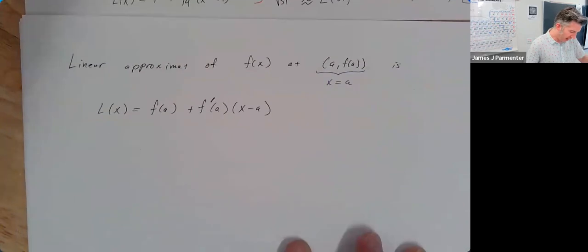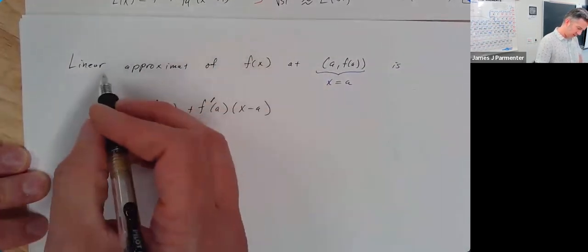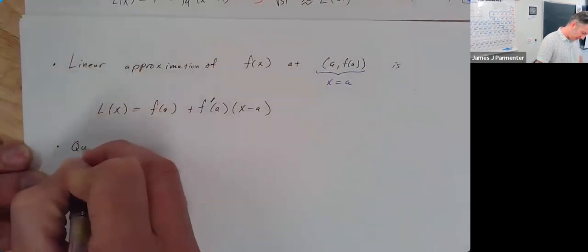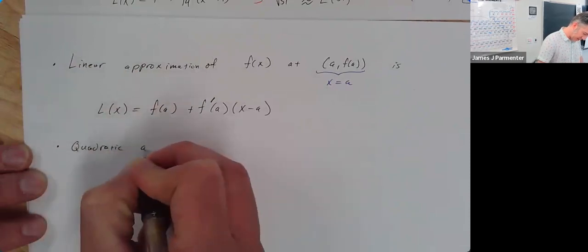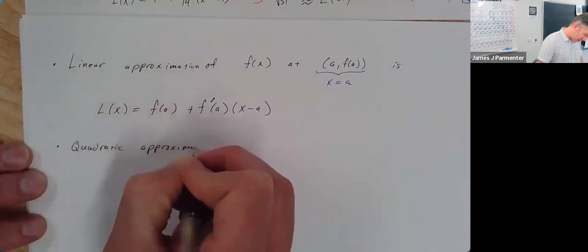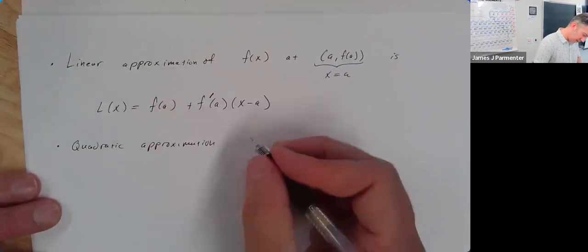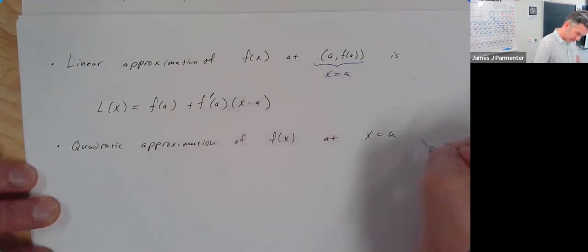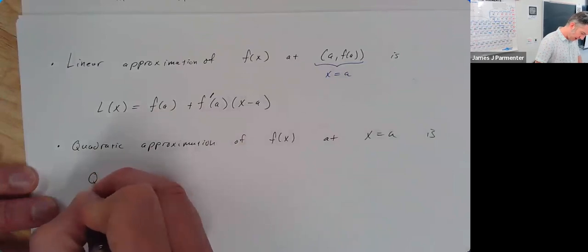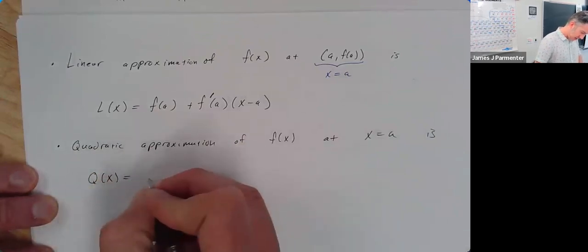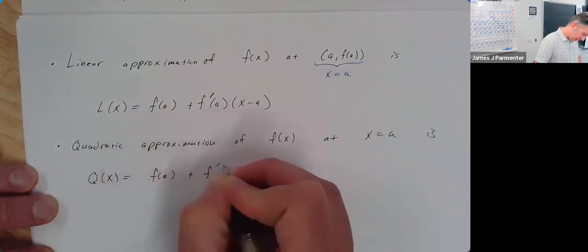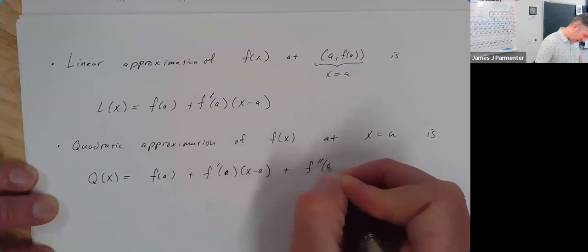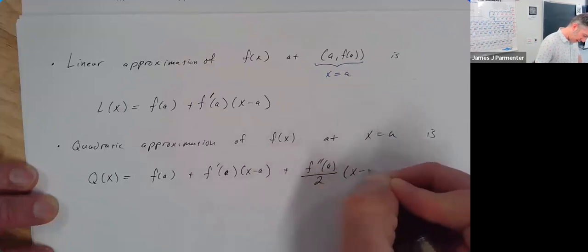And then to go along with the linear approximation, the quadratic approximation is the same first two pieces, and we're going to add on a third piece. Sorry, you would tell me if you couldn't see it. So it's going to be Q of x, I think is the notation she's using in class, is f of a plus f prime of a times x minus a plus f double prime of a divided by 2 times x minus a squared.